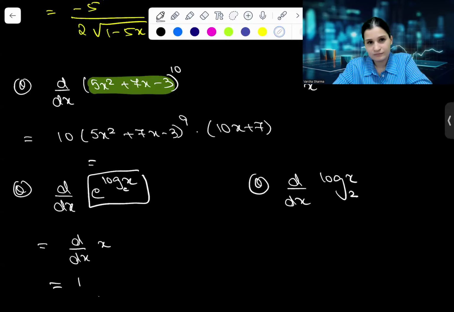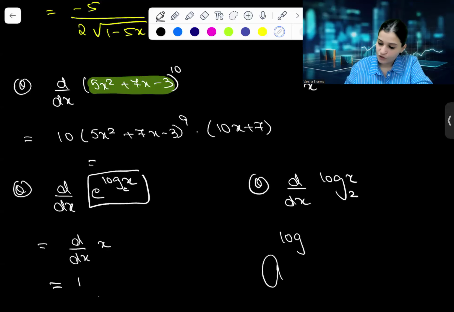Ma'am, can you explain that formula once again? So the formula was a power log x base a. If this base and the base of the logarithm are the same, we used to write in logarithm that the answer is x. So here nothing was written in the base, so it is logarithm at the base e. So e and log base e were the same. So we cancelled that and only the expression remained, which was x. And whatever expression remained, we then differentiated it. Okay, ma'am. Got it? Yes, ma'am.